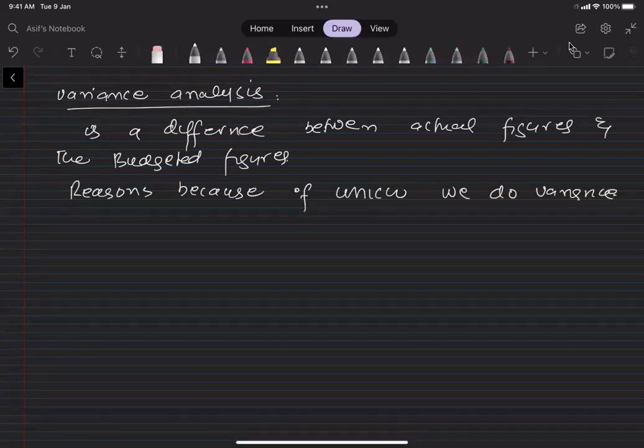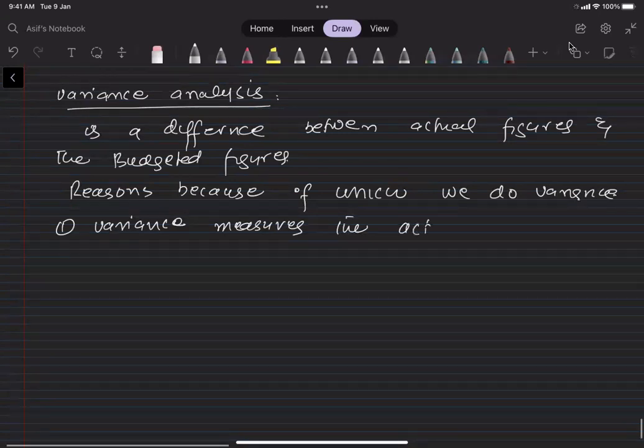First of all, variance measures the difference from the planned performance of each department over a given period. Our sales department was saying that we are going to do sales of 15 million. The actual sales are only 12 million. So it will help us to measure the actual performance against the planned one.